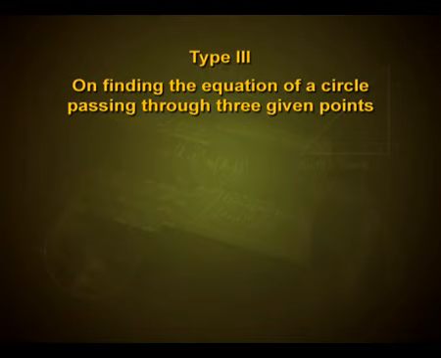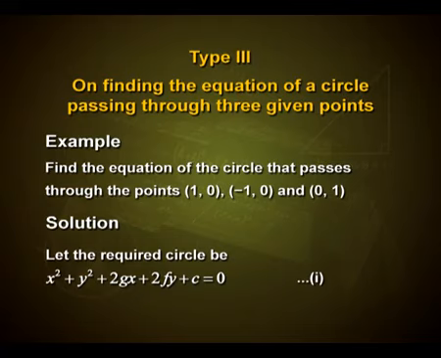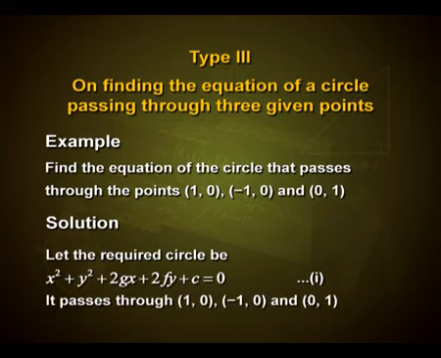Let us look into examples of type 3 which involve finding the equation of a circle passing through 3 given points. We have an example here. Find the equation of the circle that passes through the points (1, 0), (−1, 0) and (0, 1). For the solution, let the required circle be x² + y² + 2gx + 2fy + c = 0, be the equation 1. It passes through the points (1, 0), (−1, 0) and (0, 1).